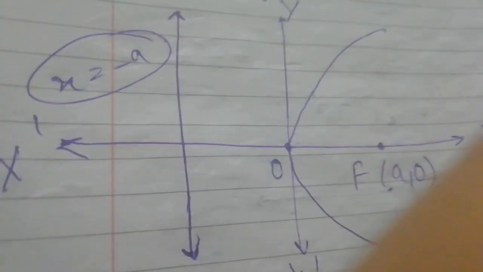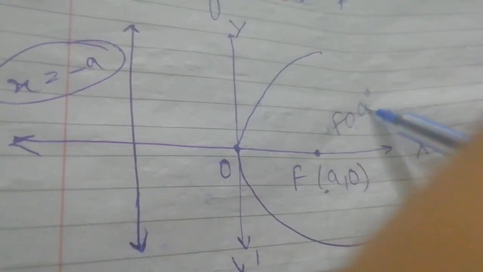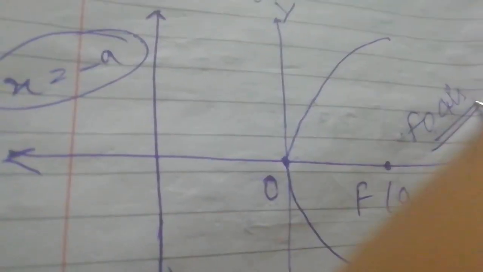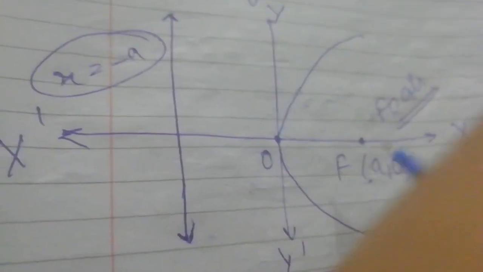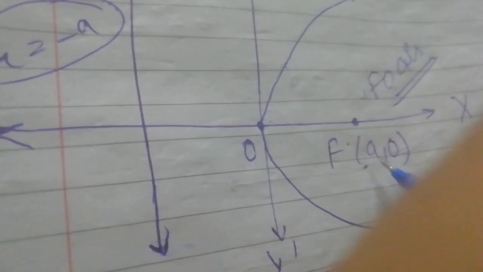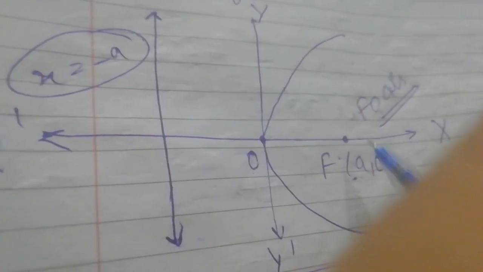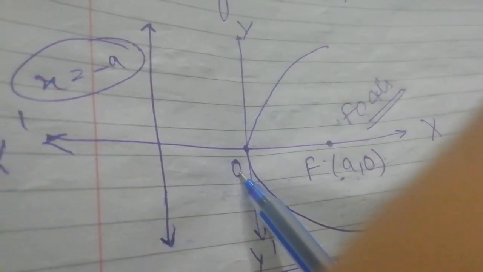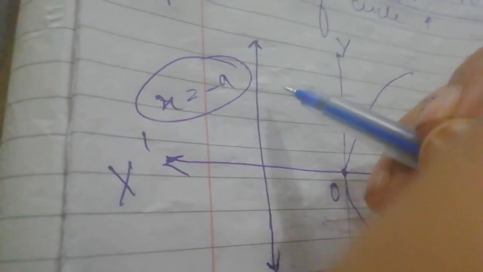A circle has a center, often named, let me name it as O. So a circle has a center, whereas a parabola has a foci or focus. You know, foci is just the plural of focus. So a parabola has a focus, which I've named with coordinates a comma 0. If it is a distance a away from the origin, then this line is known as the directrix.